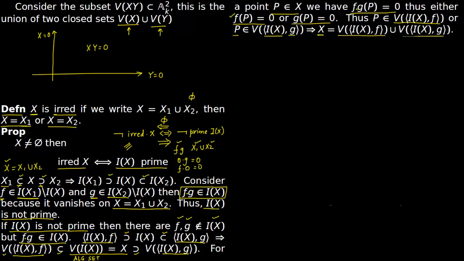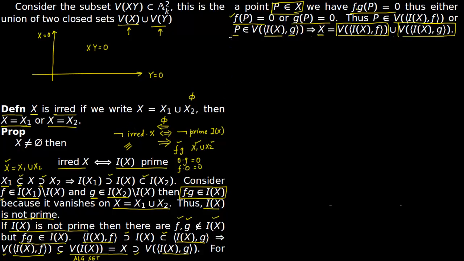And this implies that X is equal to the vanishing set of I of X comma f, union the vanishing set of I of X comma g. Obviously, because you take any point in X, it either lies in this set because it corresponds to f equals 0, or it lies in this set, that is, it corresponds to g equals 0. So there is a proper decomposition. None of them are null sets. So X then becomes not irreducible, or reducible.